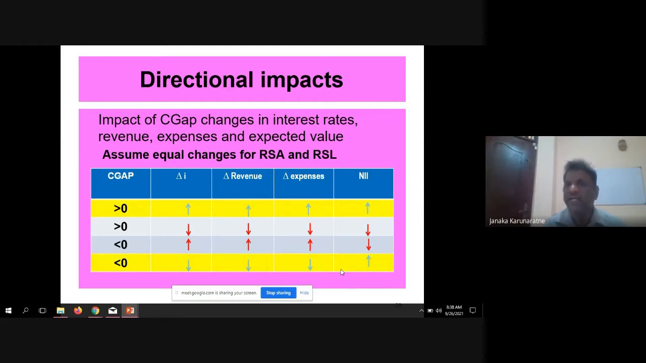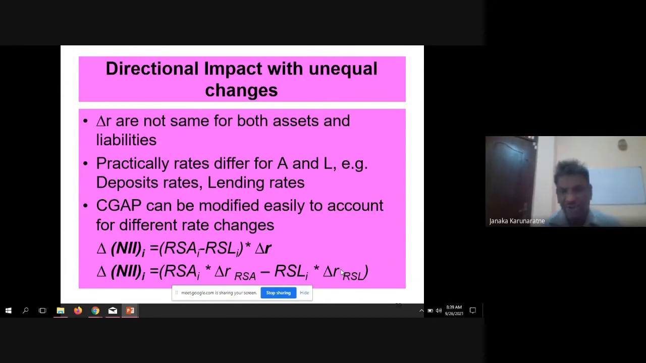Then we also looked at how we can restructure the formula. The earlier simple model assumed that both rate sensitive assets and rate sensitive liabilities change in similar amounts. If they don't, we can't use that formula, but we used another formula when the changes are different. This is the formula at the very bottom: RSA times delta R RSA minus RSL times delta R RSL, so that we can again measure the impact on net interest income.